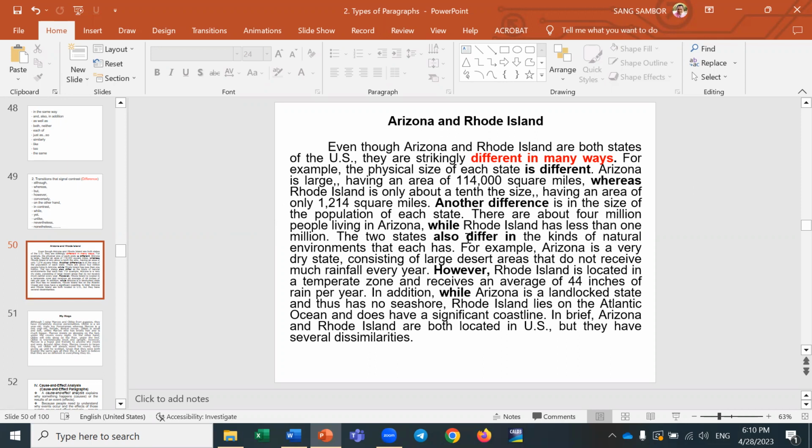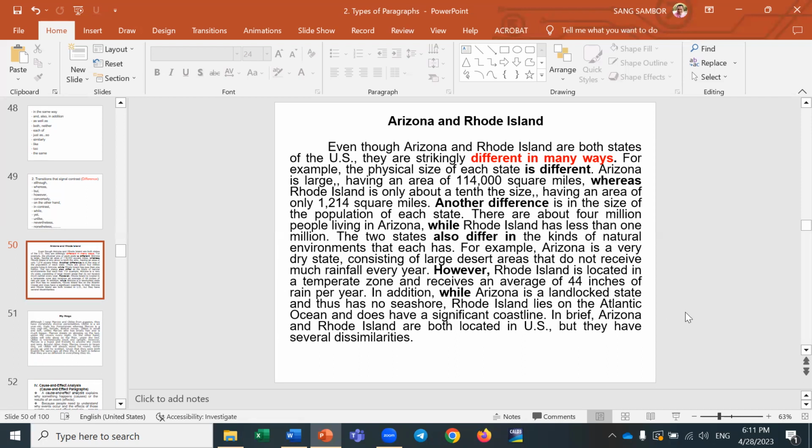The two states also differ in the kinds of natural environments that each has. For example, Arizona is a very dry state consisting of large desert areas that do not receive much rainfall every year. However, Rhode Island is located in the temperate zone and receives an average of 44 inches of rain per year. In addition, while Arizona is a landlocked state and thus has no seashore, Rhode Island lies on the Atlantic Ocean and thus has a significant coastline.